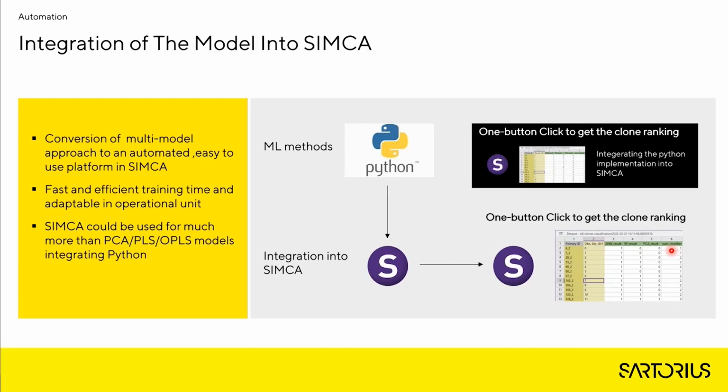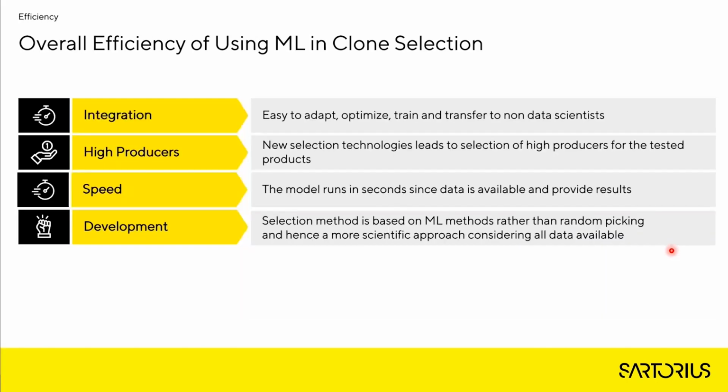So basically, this was a conversion of a multimodal approach into an automated, easy-to-use platform in Simca, with fast and efficient training time for our operators in the lab to adapt it into operational units. We also showed that Simca can be used for much more than PCA, PLS, or OPLS models by integrating Python scripts. With this, I would move to the slide about the overall efficiency of using AI and machine learning in clone selection and cell line development.